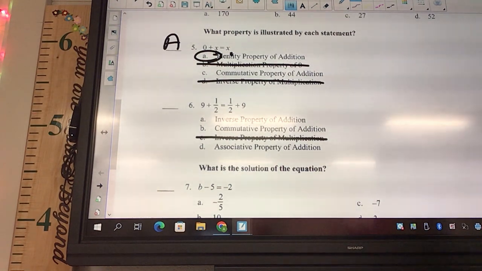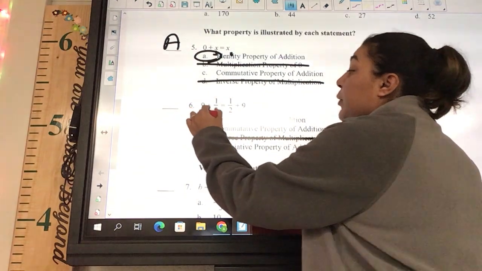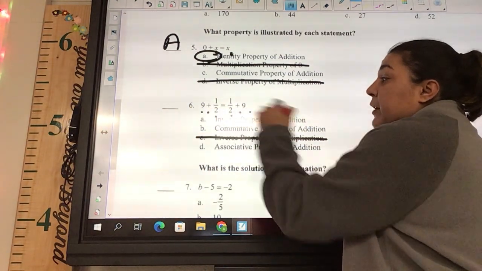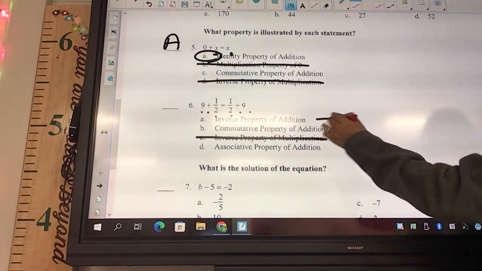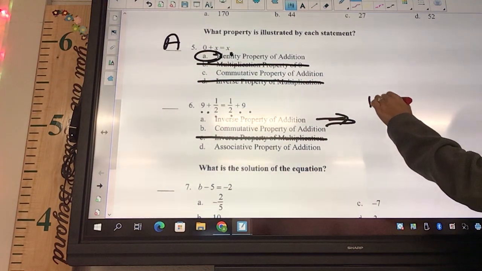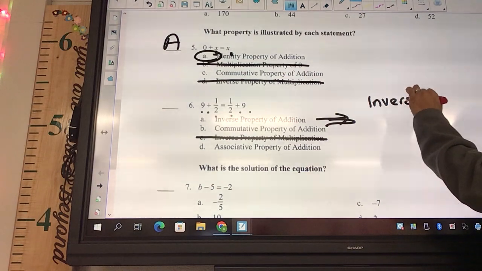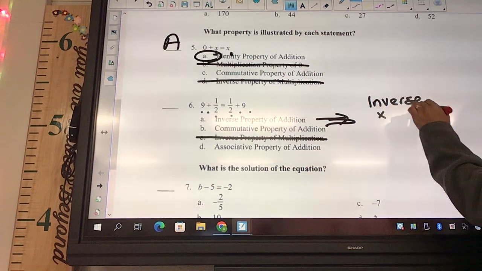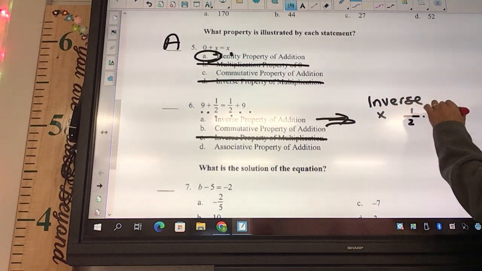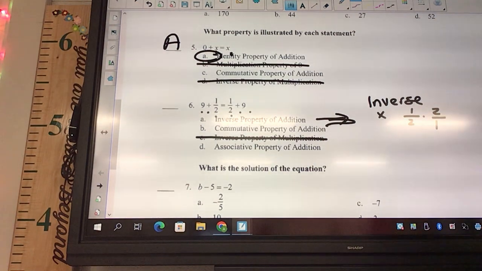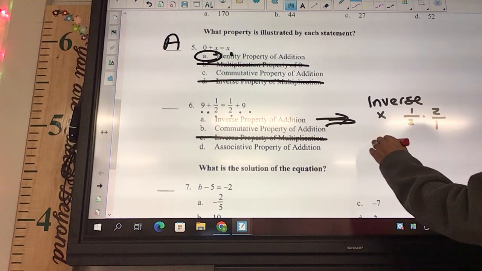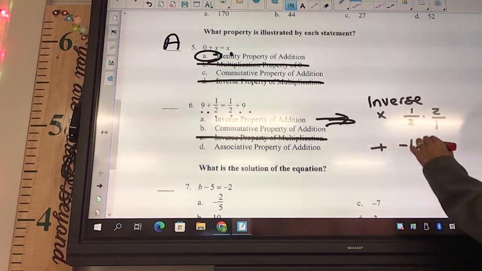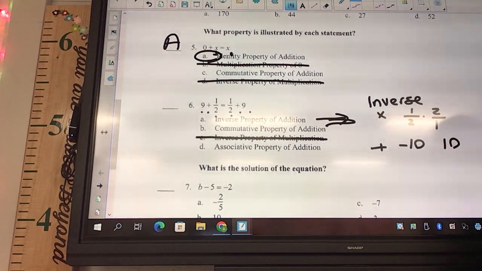It's commutative. Okay, commutative says 9 plus 1/2 equals 1/2 plus 9. And you can write this on your note somewhere. Okay, the inverse of multiplication is going to be like this: 1/2 times 2/1. That's an inverse of multiplication. Okay, an inverse with addition is going to be like -10 and a +10.